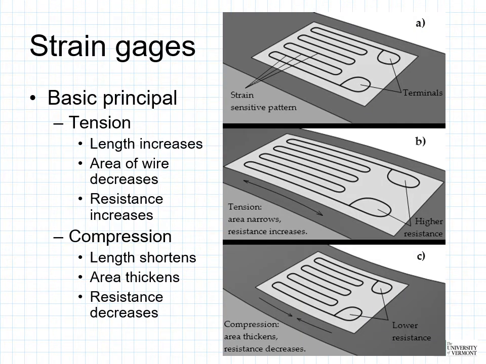So, basic principle, we can use strain gauges for both tension and for compression. Now in tension, the length is going to increase, the area of the wire is going to decrease, and therefore your resistance is going to increase. The converse of that, for compression, the length is going to shorten, the area thickens, therefore resistance decreases. We can see that illustrated over here on the right. You have tension in the center here, compression on the bottom there.